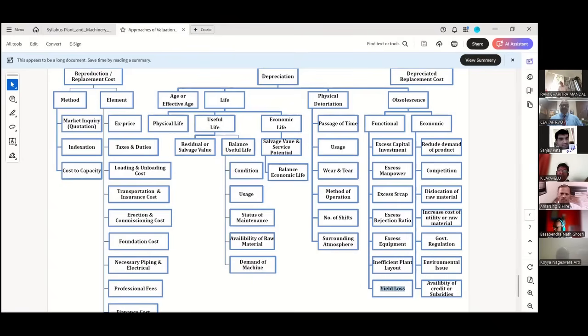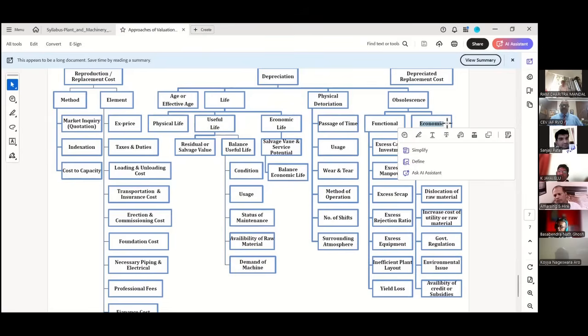Okay. Next type of obsolescence is economic obsolescence, which is due to external factors not related to the asset or machine, like the end of the product, less demand for the product, more competition, raw materials not available or available at a higher cost, increasing cost of utilities, government regulations, environmental issues, availability of credit.